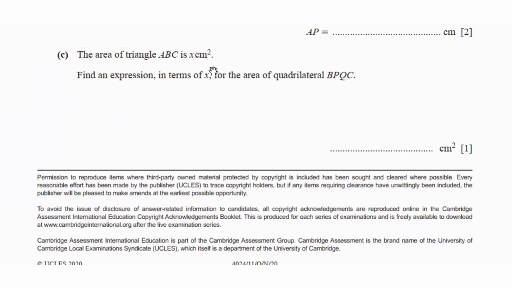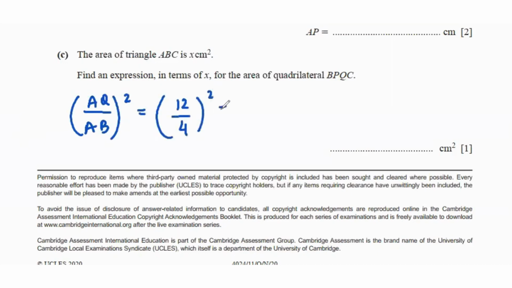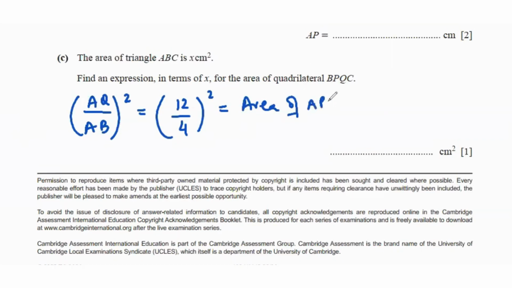Then the area of triangle ABC is x centimeter square. Find an expression in terms of x for the area of the quadrilateral BPQC. So for this, we're going to once again use the similarity ratios. We know that AQ over AB squared, which is going to be 12 over 4 square, is going to equal the area of the bigger triangle over area of ABC.